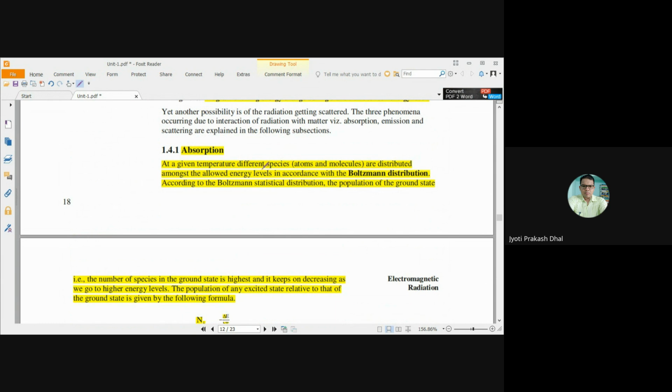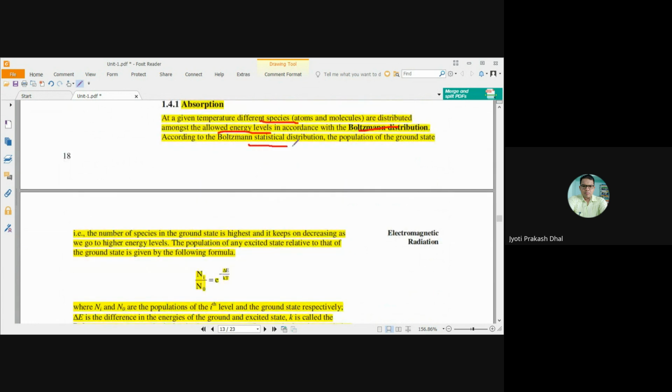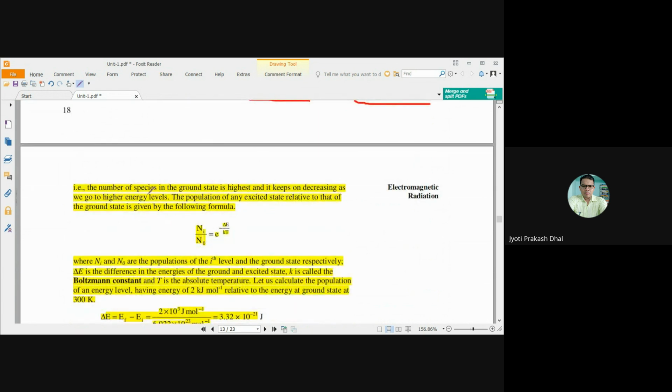At a given temperature, different species, that may be atoms or molecules, are distributed among the allowed energy levels in accordance with the Boltzmann distribution. According to the Boltzmann statistical distribution, the population of the ground state, that is the number of species in the ground state, is highest, and it keeps on decreasing as we move to higher energy levels.